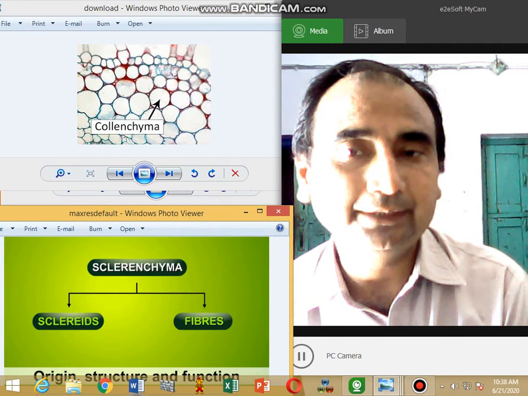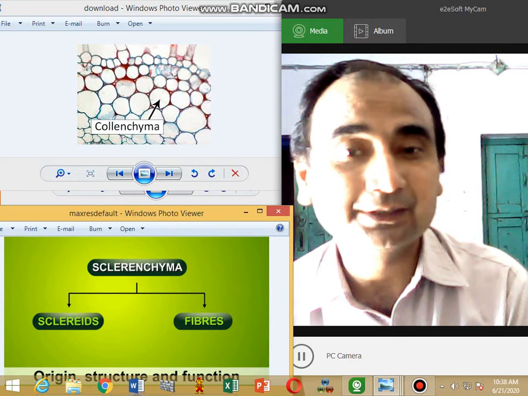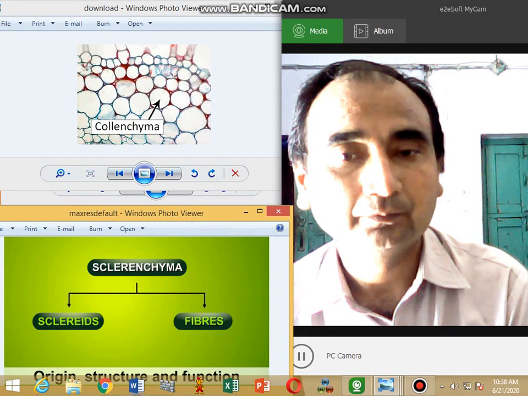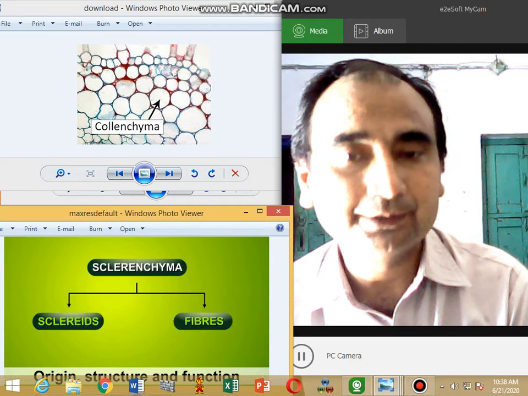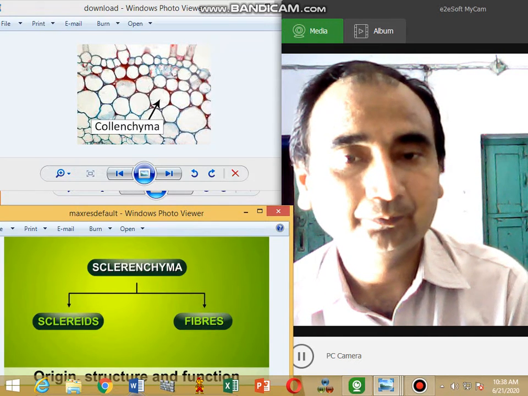Other cells that give support to the plant are the sclerenchyma cells. Sclerenchyma cells give support to the adult plant. They have lignin in their walls. They are dead at maturity.